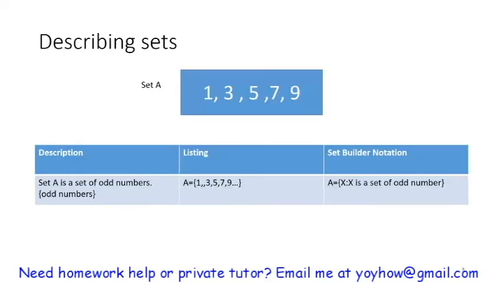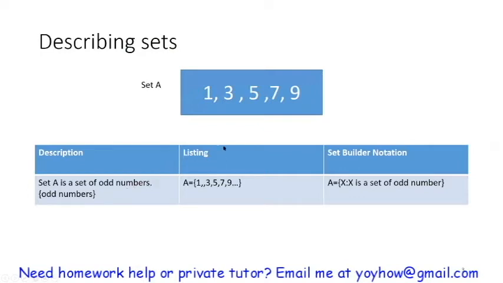All right. Now in a set, there are a few ways we can describe a set. Let's say you are given a set A like this: 1, 3, 5, 7, and 9. We have three methods. The first method, we call it the descriptions method. In the descriptions method, we use words to describe. So set A is a set of odd numbers. We use words to describe.